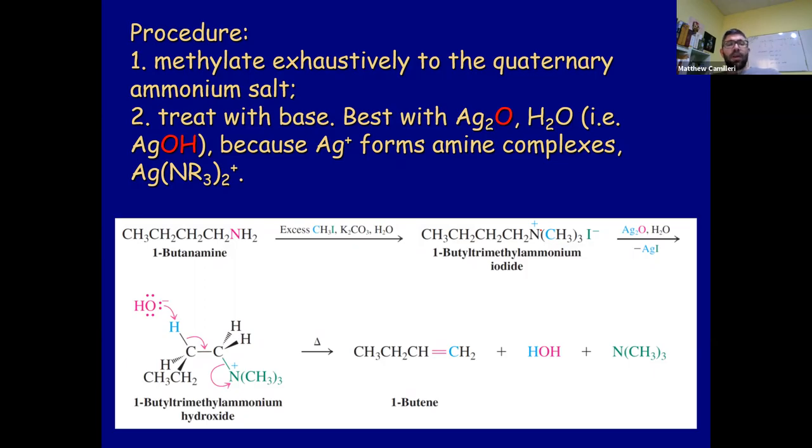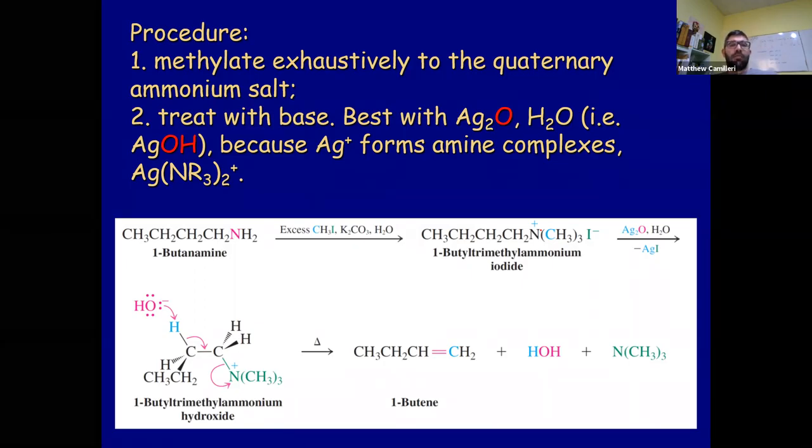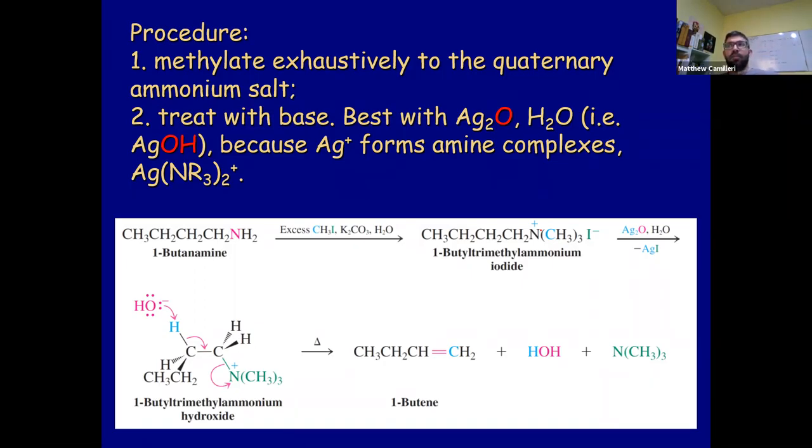Remember, even when you used to do analysis at A level, we used to use silver nitrate and nitric acid because sometimes with ammonia, you would dissolve the silver chloride that you would have formed. So it's something similar here. It would end up becoming soluble in your system.